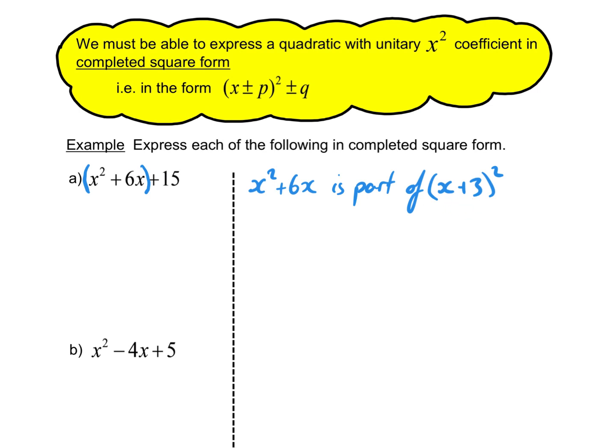Now, just to remind you, what we did in the last slide was we expanded that. So x times x is x squared. We're going to have an x times a 3 and a 3 times an x. So that's 2 lots of 3x, which is 6x. And we're going to have this positive 3 times another positive 3, which is going to give us positive 9.